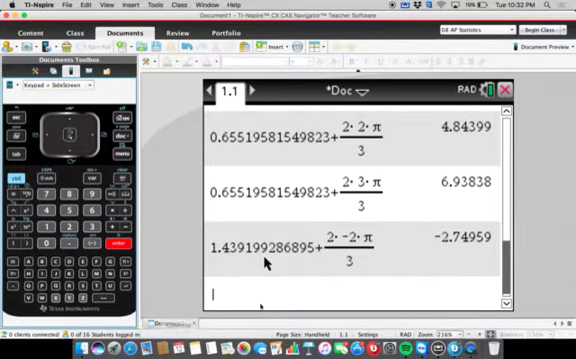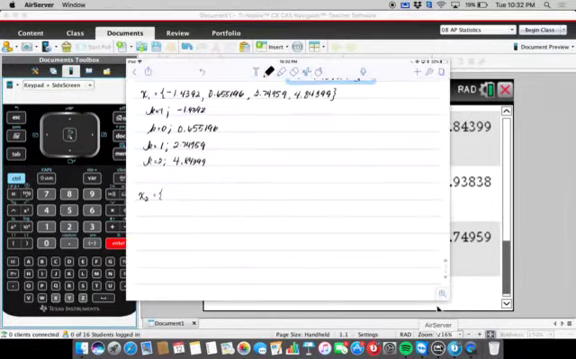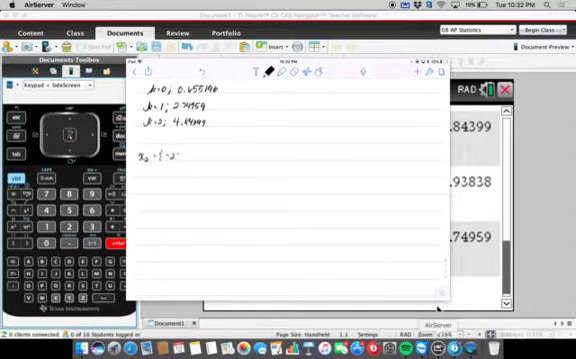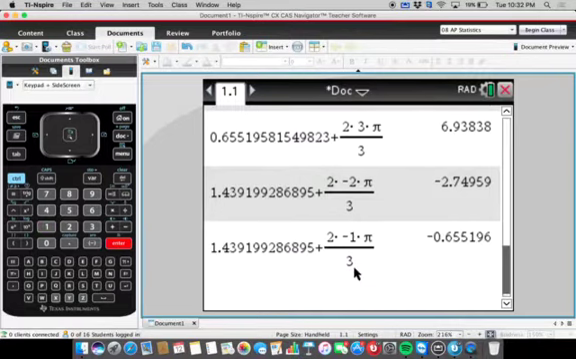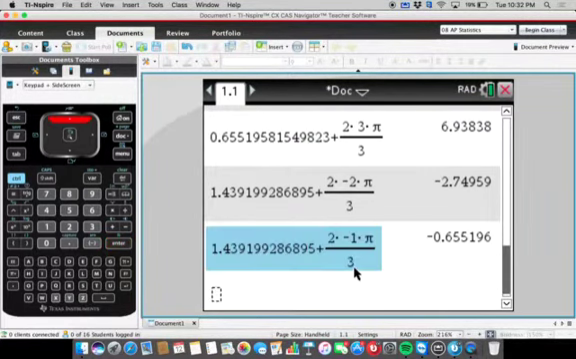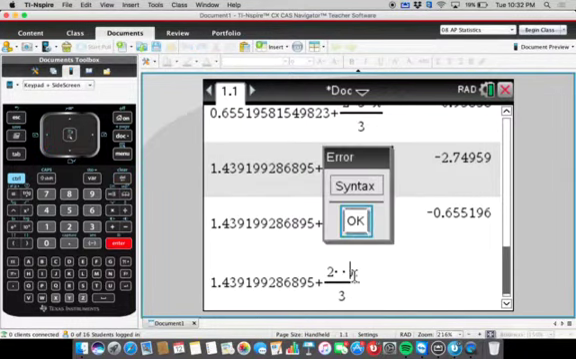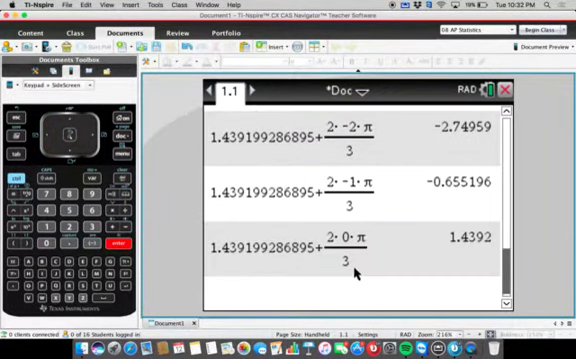I'm just going to write the answers since you know that I'm substituting values of k. So the first solution is 2.74959. For the next one, let's choose negative 1 as k. We get negative 0.655196, which is also a solution. For the next value of k, 0, we get the initial solution that we had, which is 1.4392.